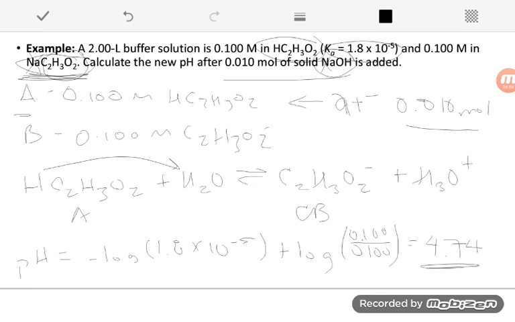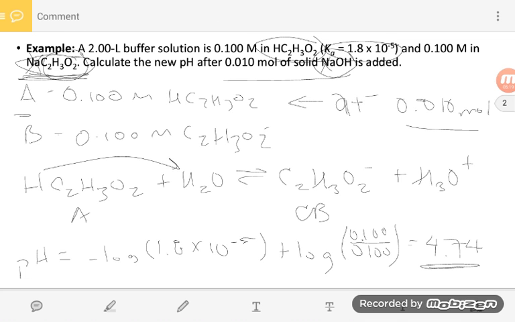Again, it didn't ask me for that, but it's an easy little calculation to do to see where I start with, because then I can think about if my ultimate answer makes sense. I'm adding some sodium hydroxide, so I would expect my pH after this addition to be a little higher than 4.74. So let's see if that's the case. So now let's start actually working the math on this problem.